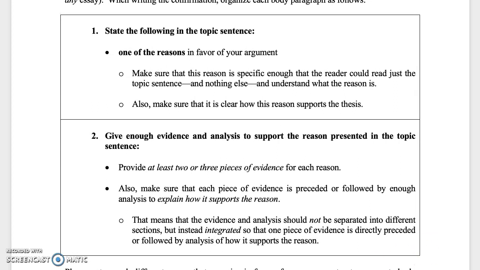So in the next video, we're going to take a look at some examples of good and bad confirmation paragraphs.